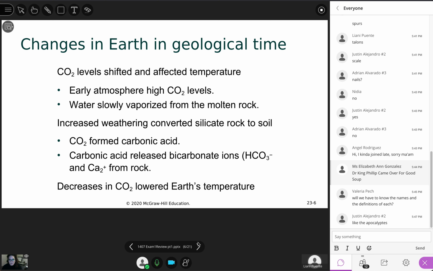As far as early Earth, there was an absence of oxygen, but you had a lot of CO2, or carbon dioxide. You also had other gases like methane. What I need you to remember is that before there was life, there was little to no oxygen present. It wasn't until we had oxygen that we could have other life forms. So, let's go over that a little bit.